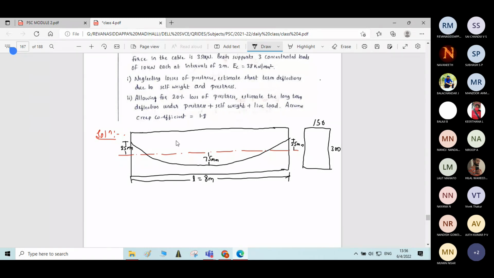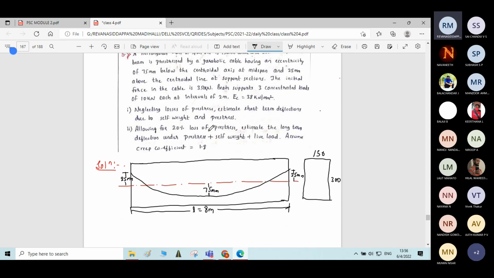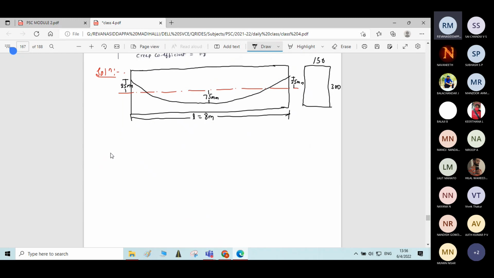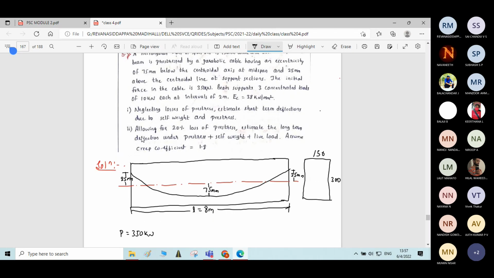Now, moving ahead with reading the problem. The initial force in the cable is 350 kilonewton. Prestressing force is given. P is equal to 350 kilonewton. Then the beam supports three concentrated loads of 10 kilonewton each at intervals of 2 meter.